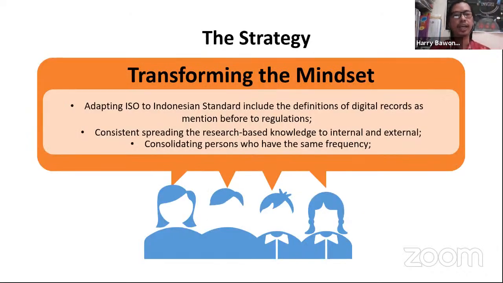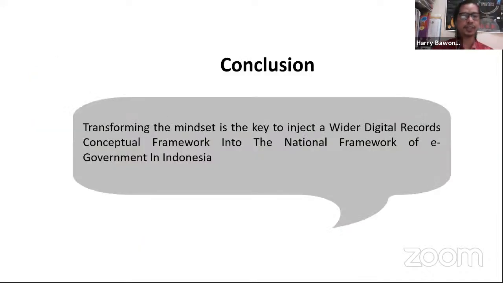And this is the strategy that we take to transform the mindset. The first is adapting the issue to Indonesian standards, including the definition of digital record as mentioned before, into regulation, and consistently spreading the research-based knowledge to internal and external parties and consolidating people who are on the same frequency with us. And then transforming the mindset is the key to inject a wider digital record conceptual framework into the national framework of e-government in Indonesia. Thank you. I hope all of us are always healthy and the pandemic will disappear soon.